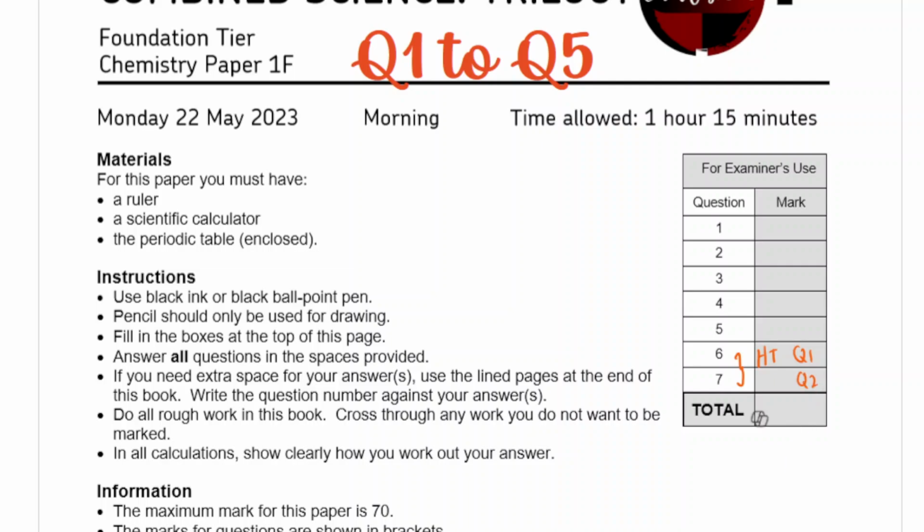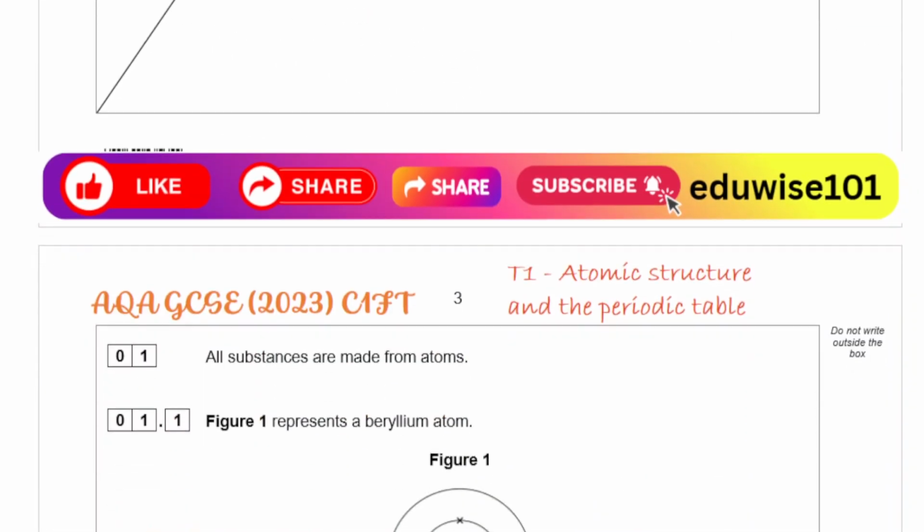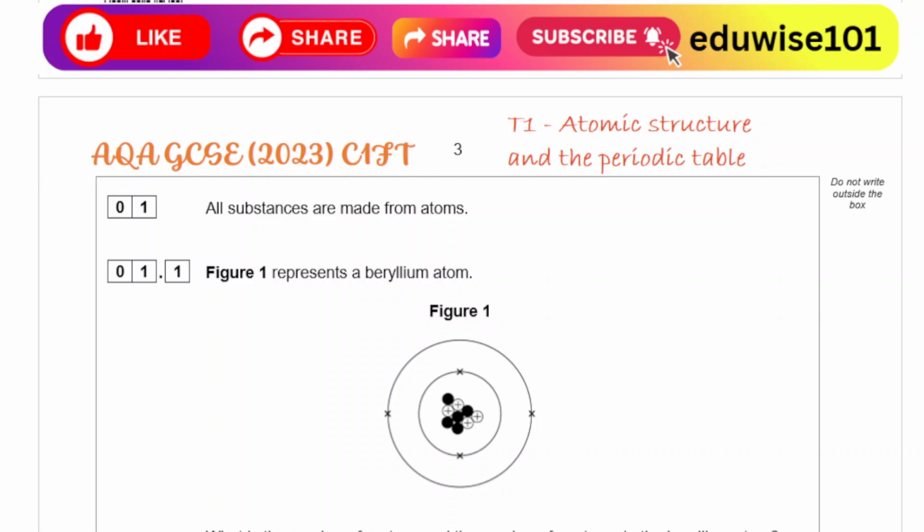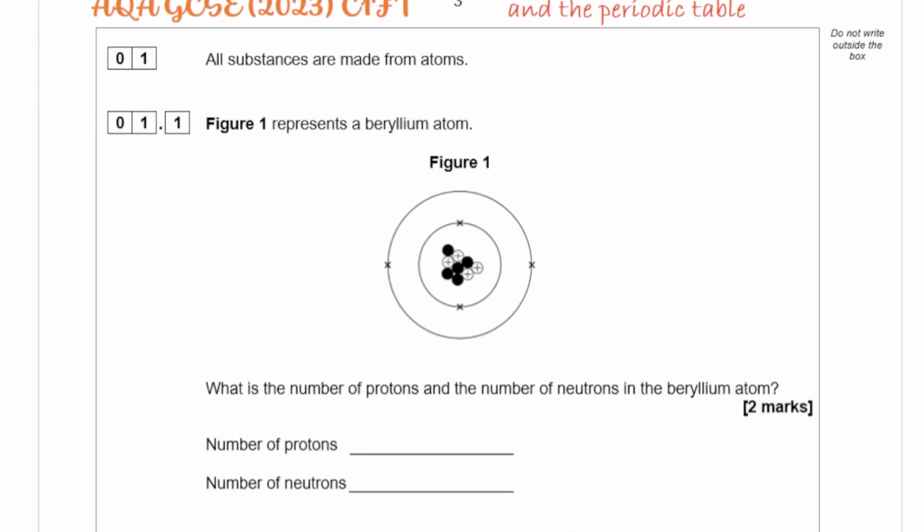So let's have a look at question number 1, which is on the topic of atomic structure and the periodic table. All substances are made from atoms. Figure 1 represents a beryllium atom. What is the number of protons and number of neutrons in the beryllium atom? Before I do that, let me label this quickly. The positive charge is the protons. The dark circle is the neutrons. So how many protons are there? There's 4 of them. And neutrons, there's 5 of them.